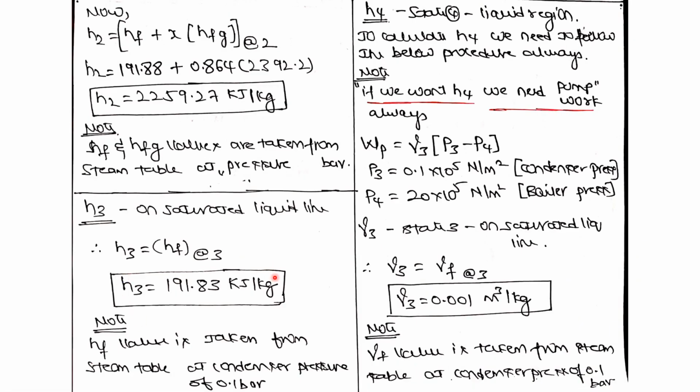So we have calculated H3, H2 and H1. Now we will go for H4. H4 is what? The state 4. Where is state 4?